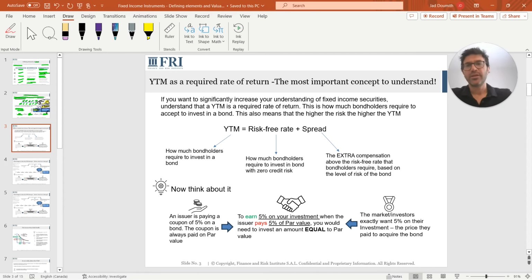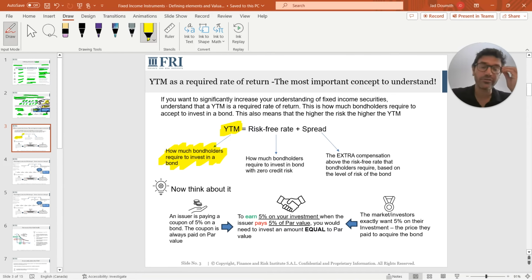Good. Now, this is a simple framework that will be super helpful, not only for CFA Level 1, but also for Levels 2 and 3, believe me. And of course, even if you're not a CFA candidate, it's very important that you have a good understanding of what's on this slide. So we know by now that the yield to maturity is the required rate of return. That's how much investors require to accept to invest in a bond.